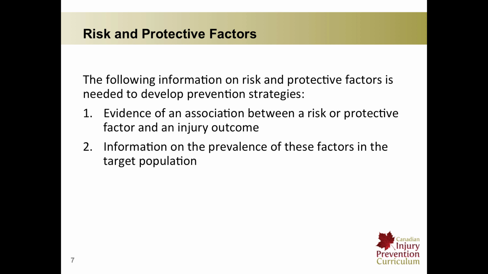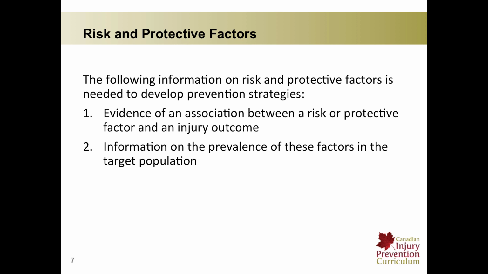Evidence on risk and protective factors is necessary for the development of effective prevention strategies, and 2 types of information are needed. 1. Evidence of an association between a risk or protective factor and an injury outcome, and 2. Information on the prevalence of these factors in the target population.